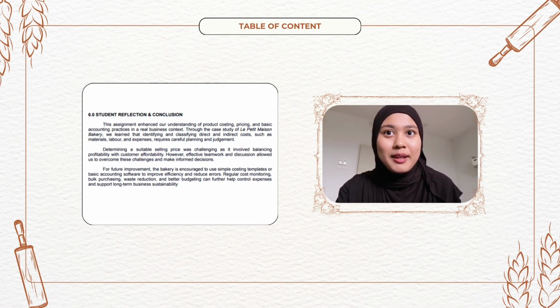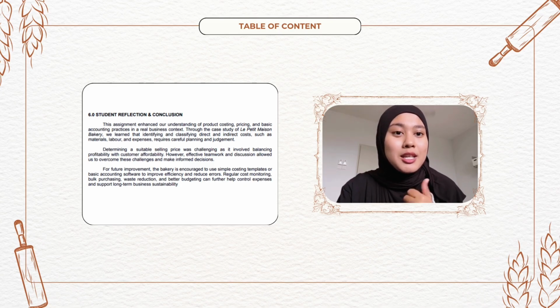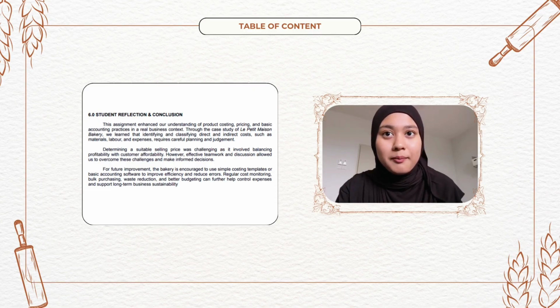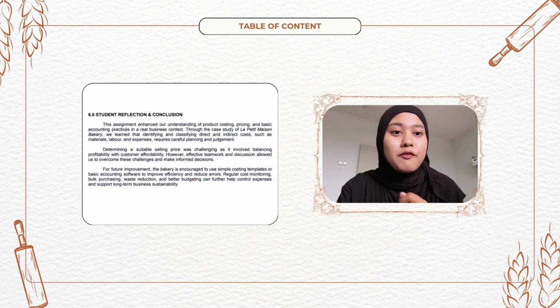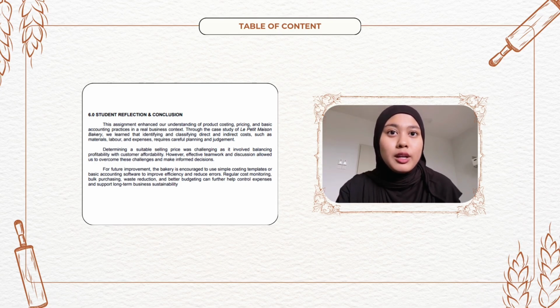Overall, this assignment enhanced our understanding of product costing, pricing, and basic accounting practices in a real business context. Through the case study of Le Petit Maison Bakery, we learned that identifying and classifying direct and indirect costs, such as materials, labor, and expenses, requires careful planning and judgment. Determining a suitable selling price was challenging as it involved balancing profit and customer affordability. However, effective teamwork and discussion allowed us to overcome these challenges and make informed decisions.